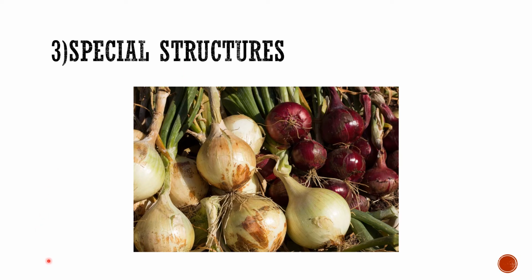The third main adaptation is the special structures. What kind of special structures? These are corms, bulbs and rhizomes. You know that corms, bulbs and rhizomes are main special structures that help in the storage of food. You are seeing here a plant, that is a garlic plant, and you know that it has a main bulb, and in any environment this bulb or corms or rhizomes will help in the storage of food.